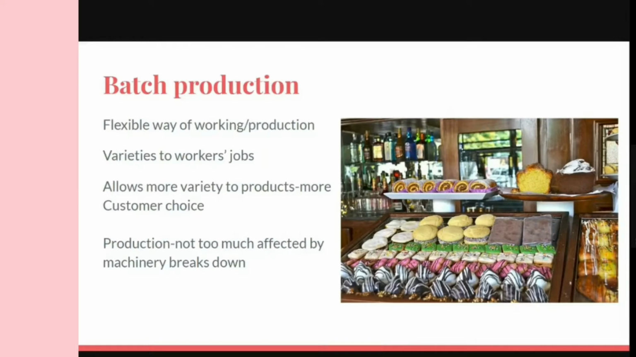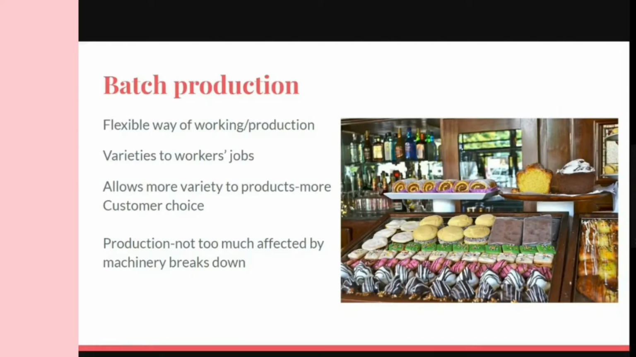The advantage of batch production is that it gives a flexible way of working in production. It can be easily changed from one product to another. It still gives some variety to workers' jobs, like job production, which requires a lot of variety. It allows more variety to products which would otherwise be identical. So you see so many breads and cakes here, not only wedding cakes. So it gives more variety for the customer to make decisions.